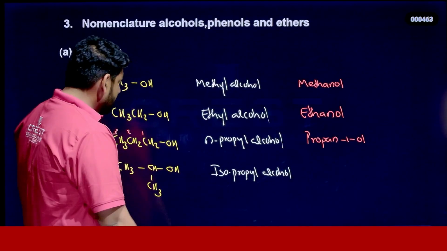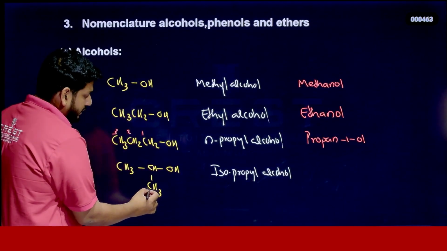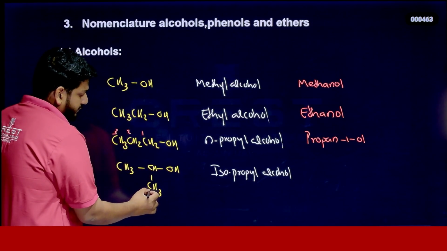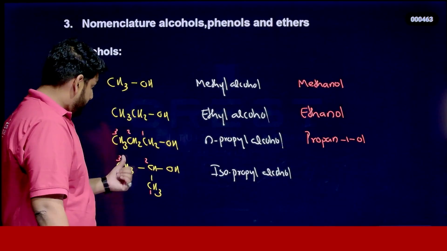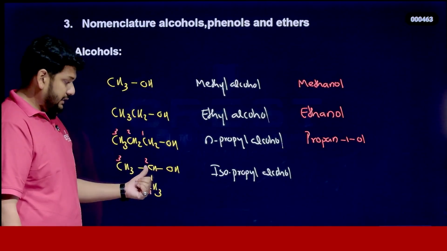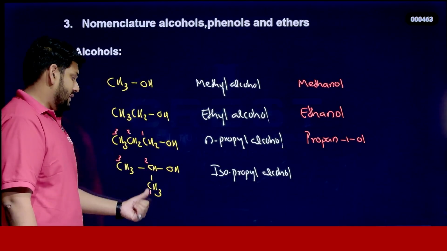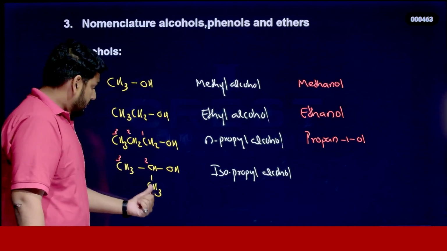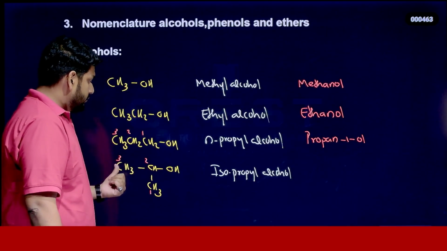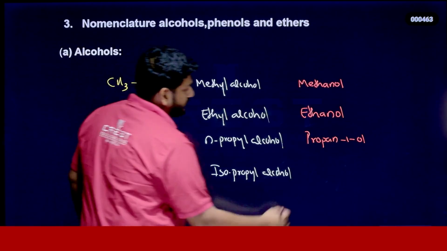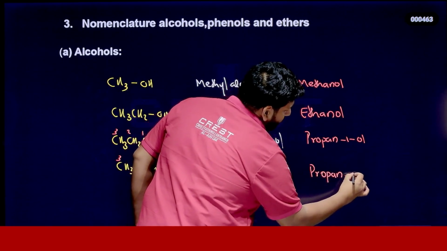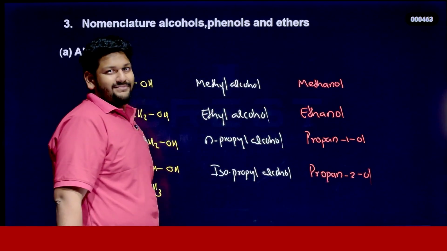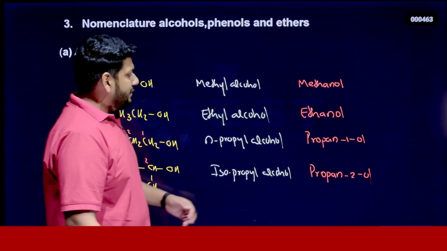But here you can start numbering from either end. If you start from here, 1, 2, 3, the OH group is at the second position. Similarly, if you start from the other end, 1, 2, 3, that is also the second position. So no problem, you can start from either carbon. I'm starting from here: 1, 2, 3, the second carbon has the OH group, so the IUPAC name is propan-2-ol. That's it. Clear? Now I will explain more examples.